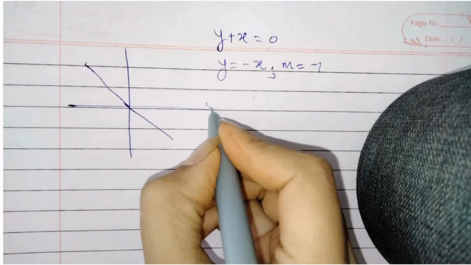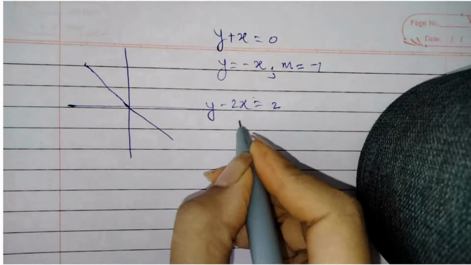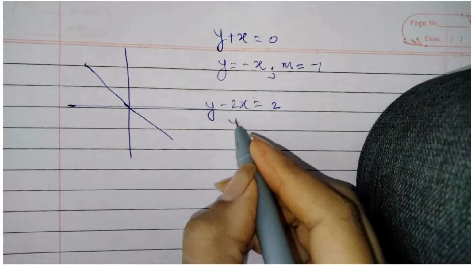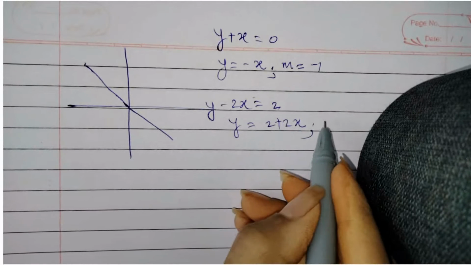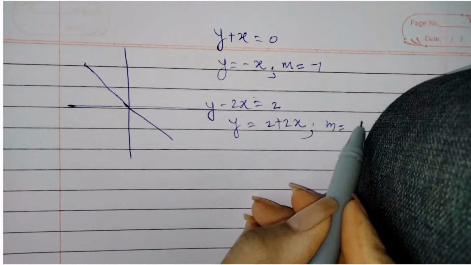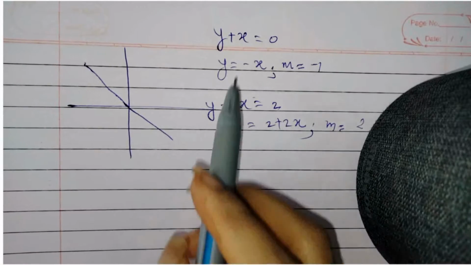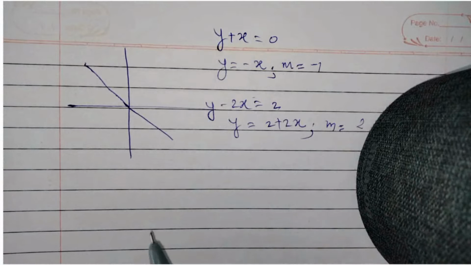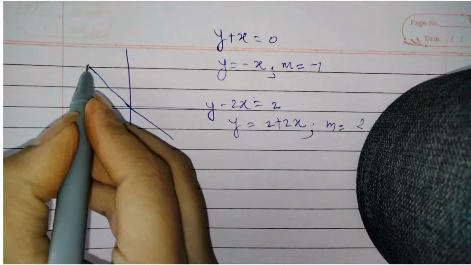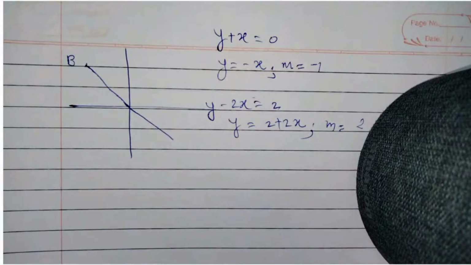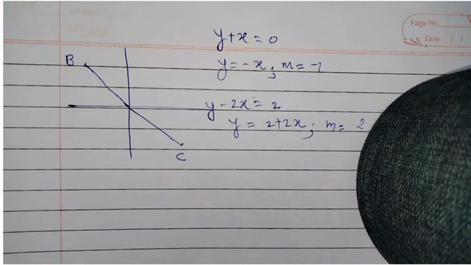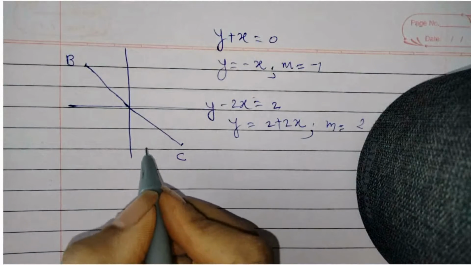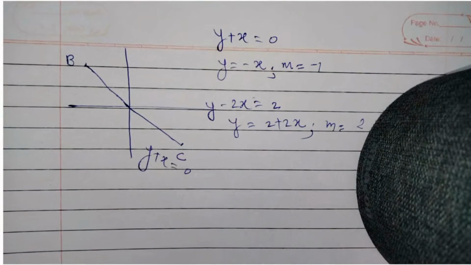And another line is given to us on which the point A lies. This line is y minus 2x is equal to 2, and here the slope can be written as 2 plus 2x, so hence slope is equal to plus 2. Alright, so now we know y plus x is equal to 0. This line passes through the origin, and B and C are two symmetric points. Suppose B is here on this line, then C has to be symmetric to B. So let's suppose C is here, and we are sure that this line passes through the origin.